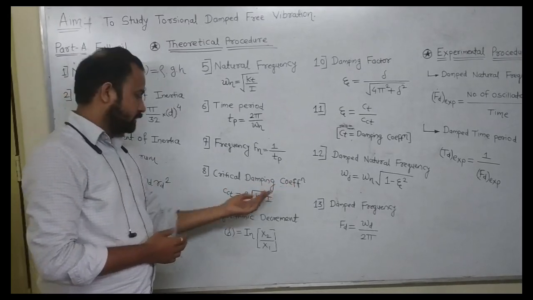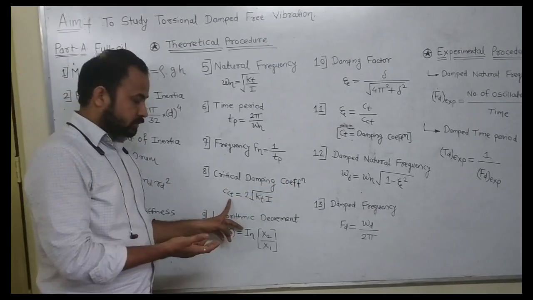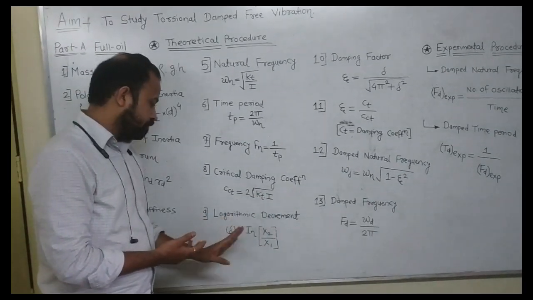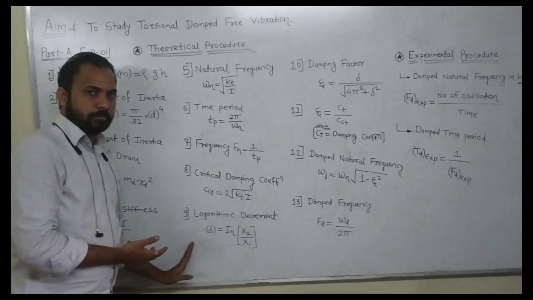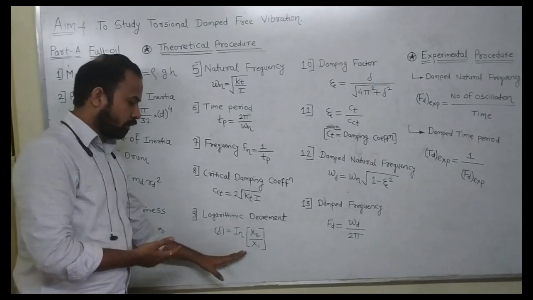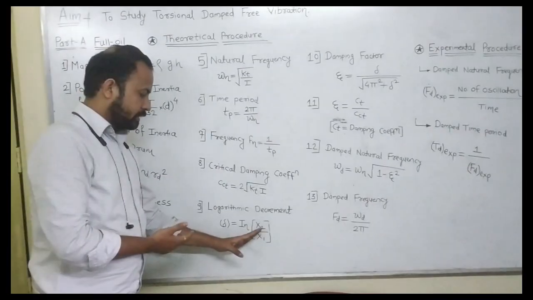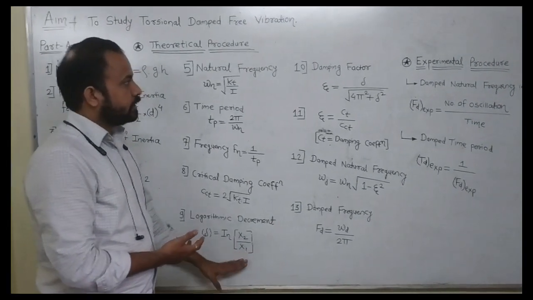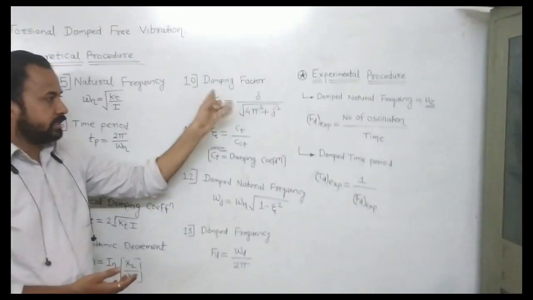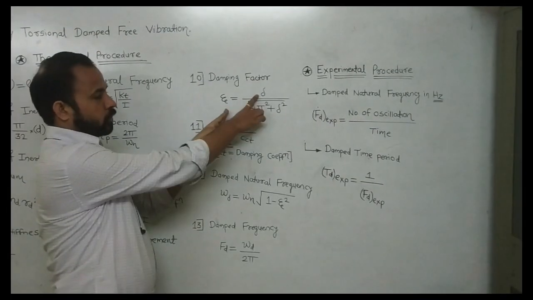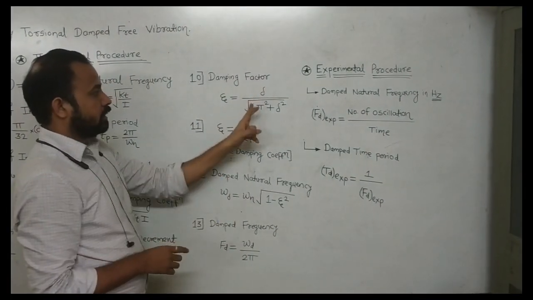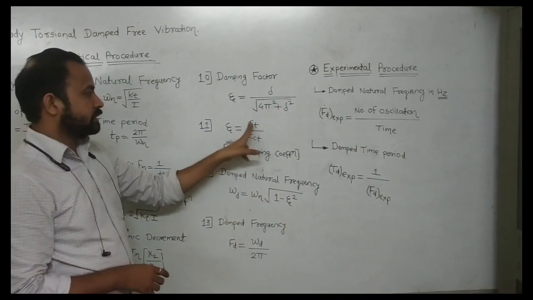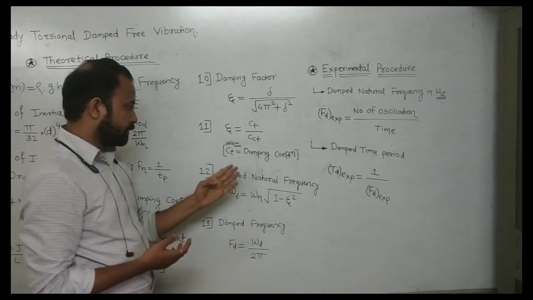The critical damping coefficient is Cc; in the torsional case we use Cct. So it becomes 2 into root of Kt into I. Then we also find the logarithmic decrement. The logarithmic decrement is the natural log of the ratio of amplitudes of vibration on the same side of the mean position, that is ln of x1 upon x2. The last part is the damping factor, zeta. When we have the logarithmic decrement, we use the formula zeta equals delta upon root of 4 pi square plus delta square. The damping factor is also Ct upon Cct, the theoretical damping coefficient.